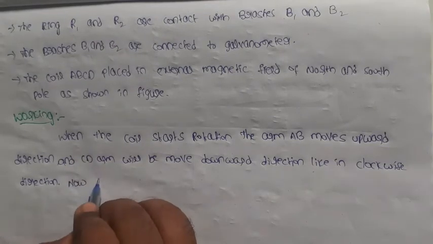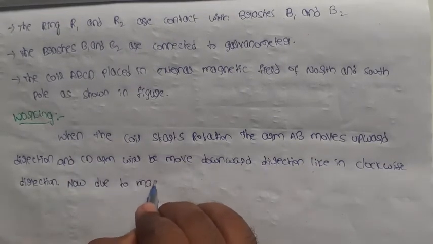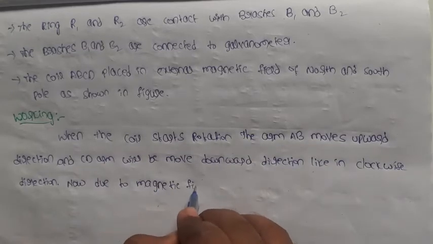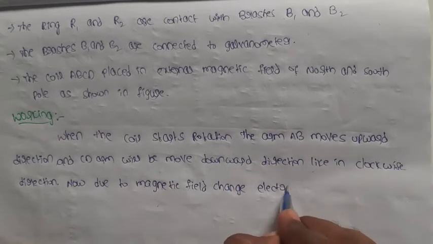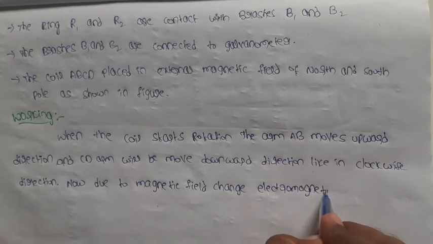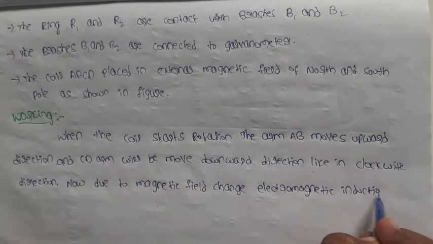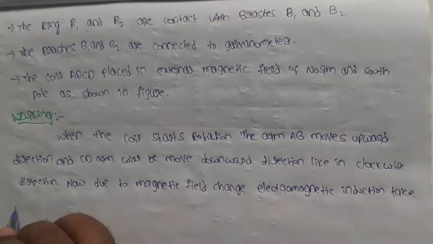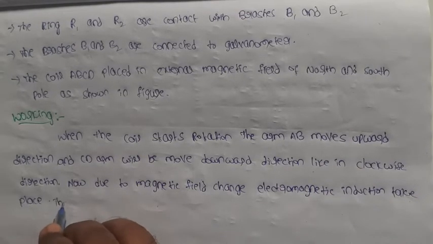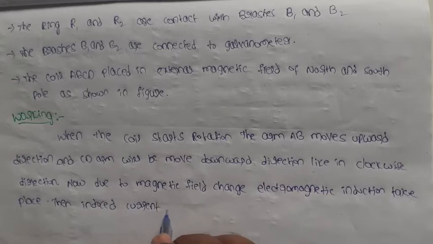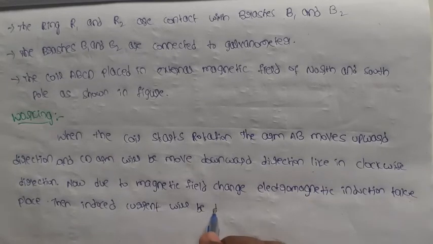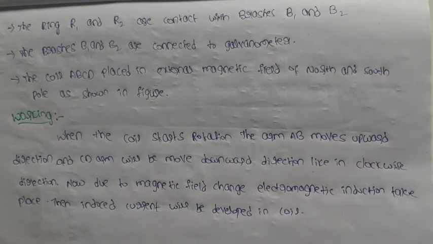Now, due to the magnetic field change, electromagnetic induction takes place. Then induced current will be developed in the coil. Now what is the direction of the induced current?